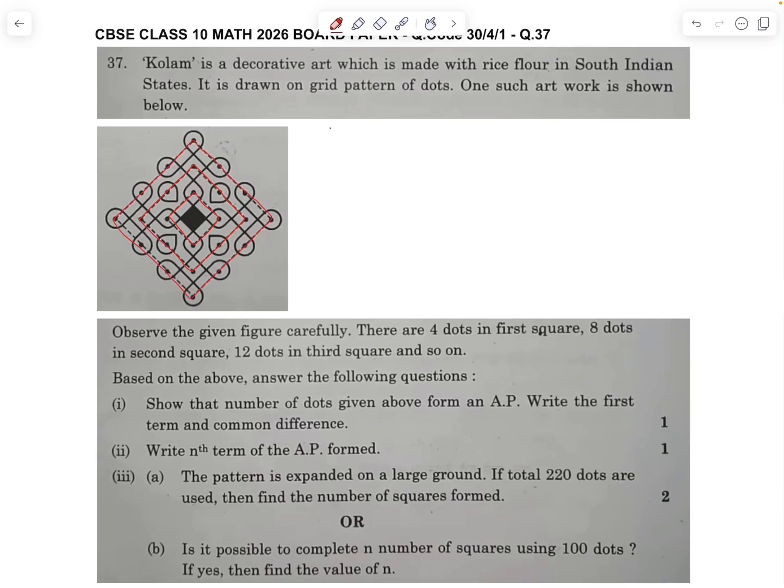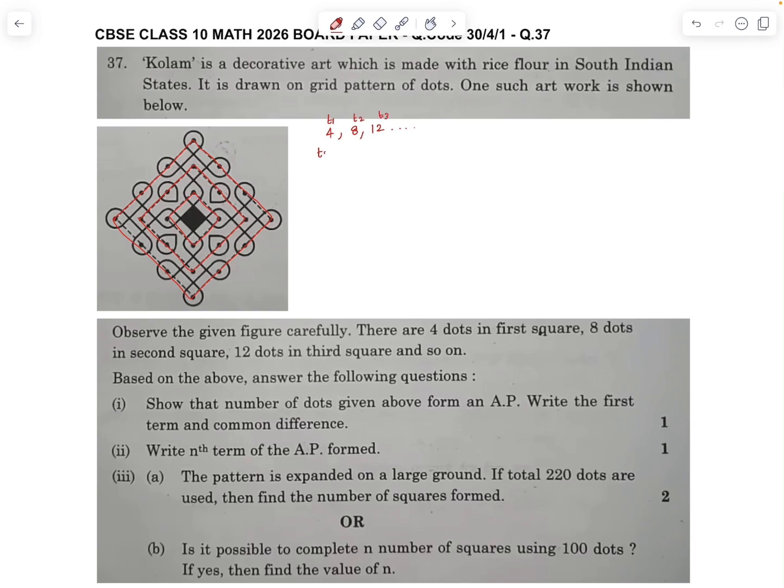The question says there are 4 dots in the first square, 8 in the second, 12 in the third, and so on. Based on the above, answer the following questions. Subdivision 1. Show that the number of dots given above form an AP. Write the first term and the common difference. Term 1 is 4, term 2 is 8, term 3 is 12.